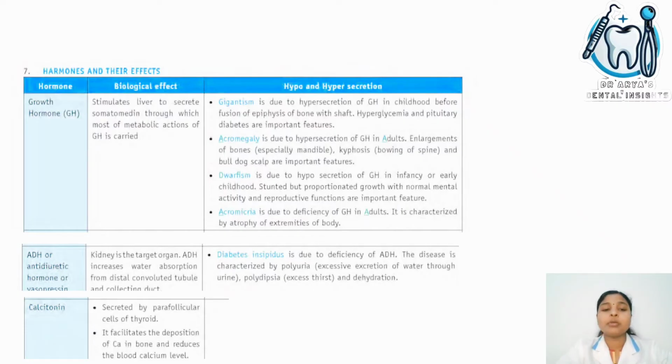So, some hormones and their effects. First one is growth hormone. It stimulates the liver to secrete somatomedin, through which most of the metabolic actions of growth hormone are carried out.